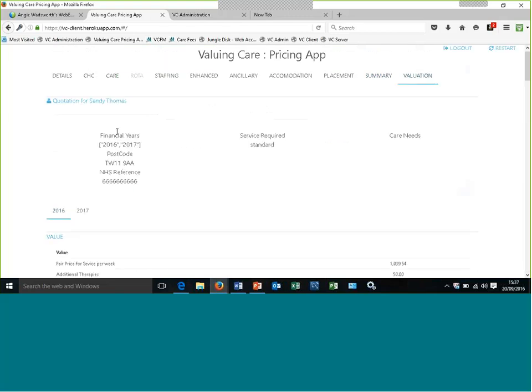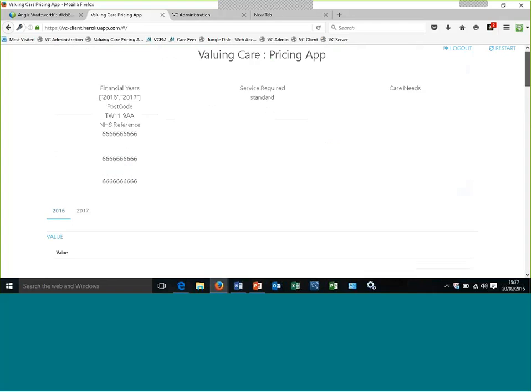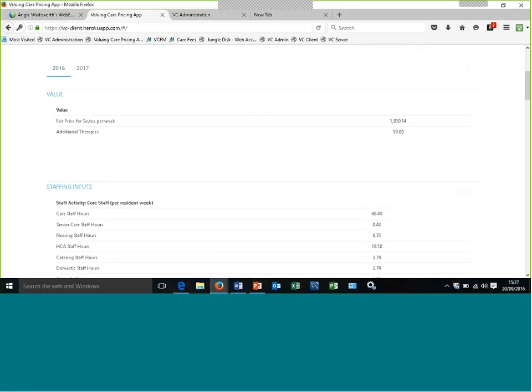And the system, you'll see this time I don't get a dial. It's got nothing to compare it to. I've not given it a price. I've just said, please, can you build up the price for the service that I've put in? And the complexity of this service has identified that actually I should be expecting to pay £1,089.54 per week for this particular place.